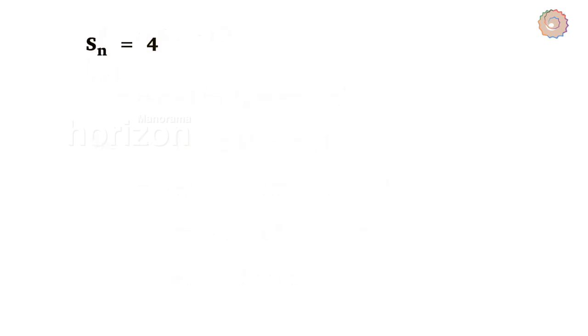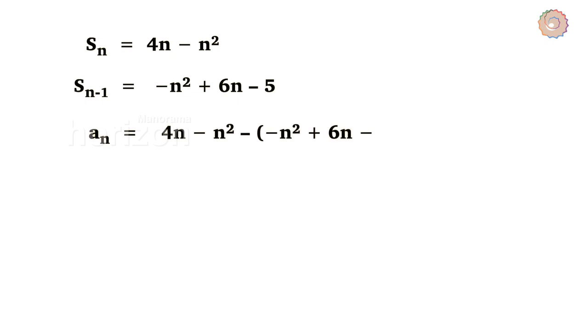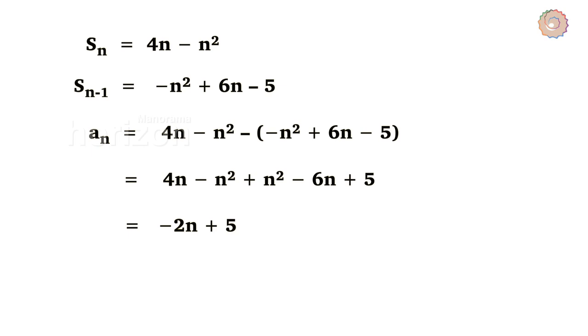So, Sn is equal to 4n minus n square and Sn minus 1 is equal to minus n square plus 6n minus 5. So, what is the value of An? An is equal to 4n minus n square minus of minus n square plus 6n minus 5, which is equal to 4n minus n square plus n square minus 6n plus 5. And rearranging, we get the value of An as minus 2n plus 5 or 5 minus 2n.